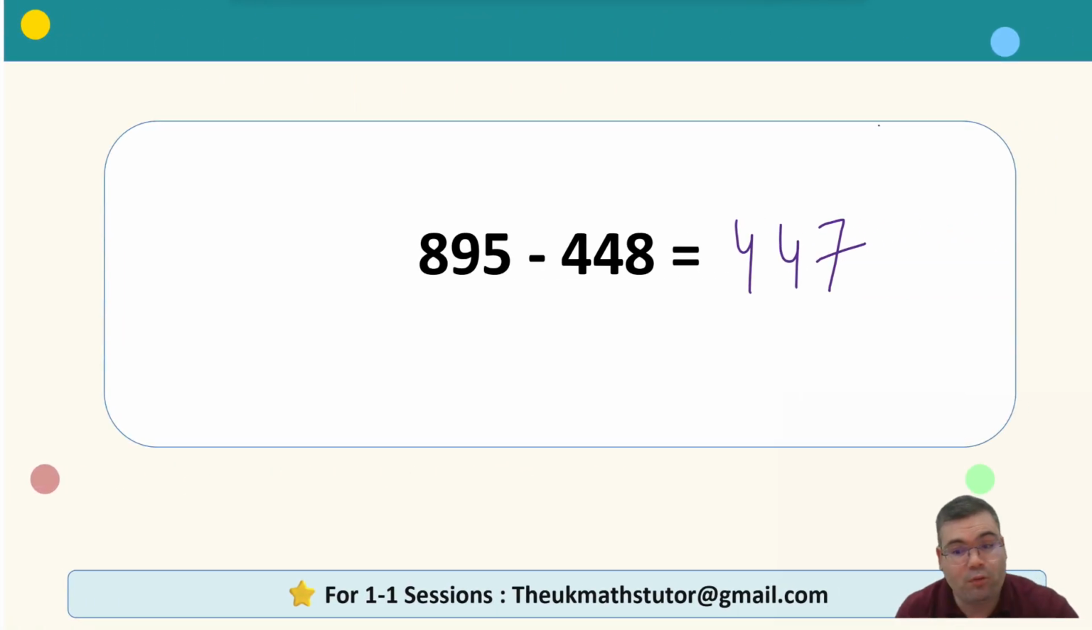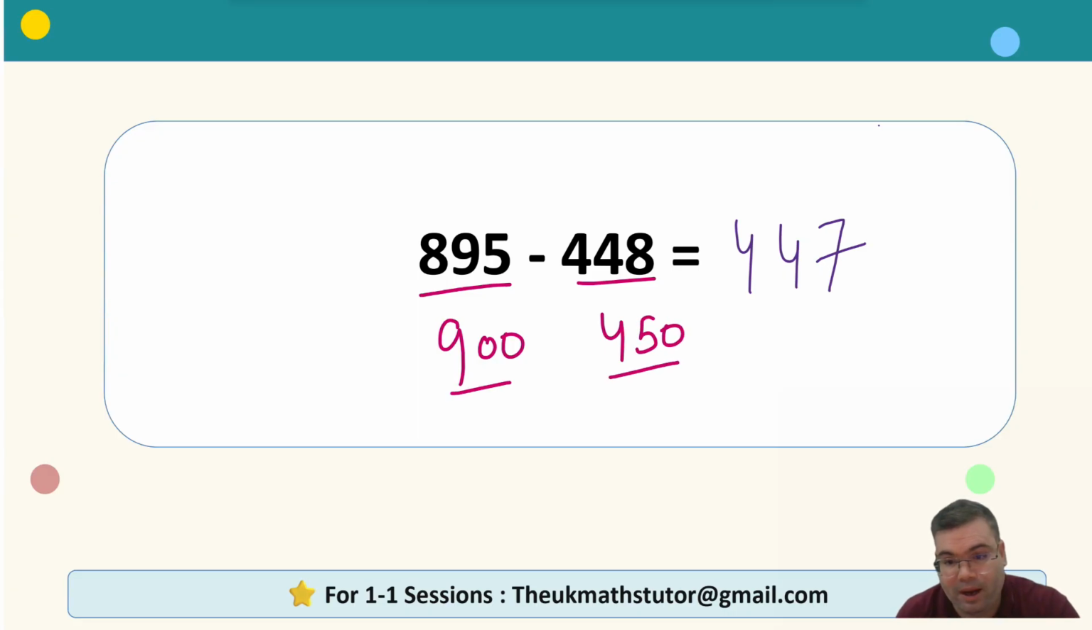So this is the question we have started with. Here we can round off both numbers, right? 895 we can write it as 900. 448 we can write it as 450, right? Now 900 minus 450 is, let's just rub that, 450.